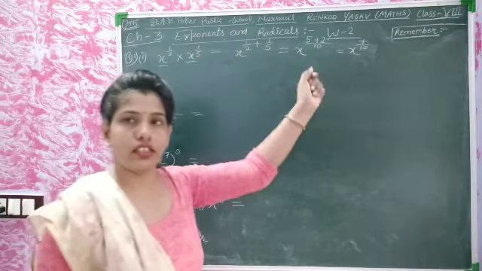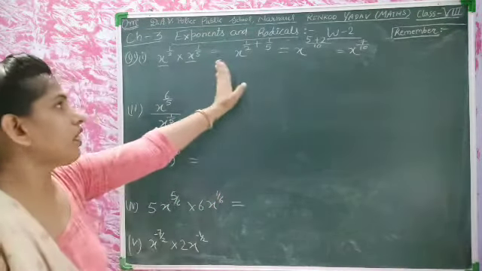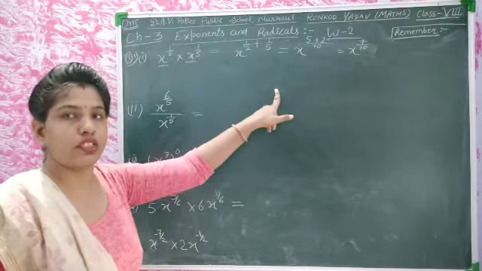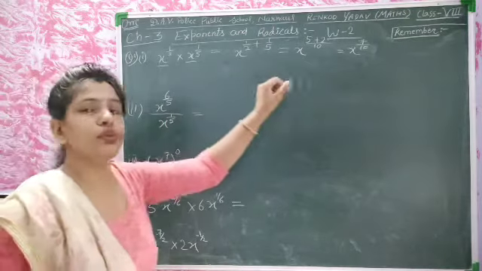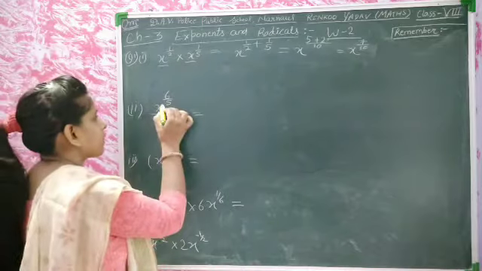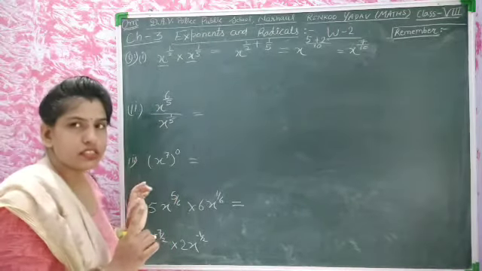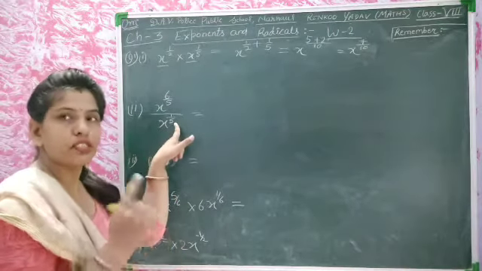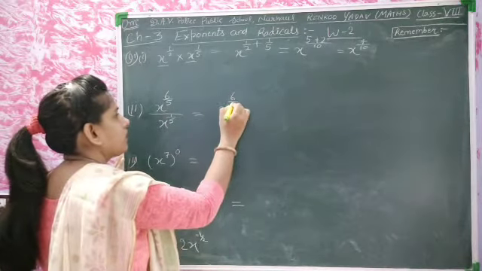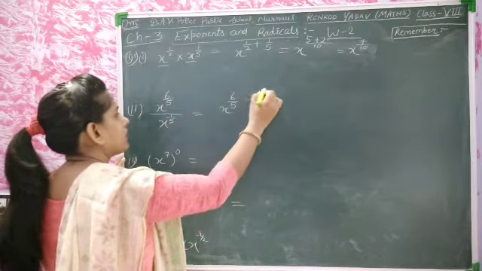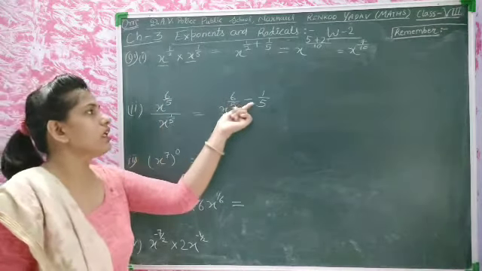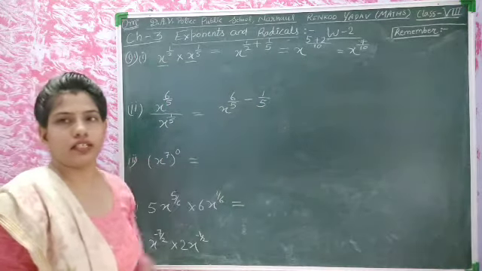I hope you already know about the laws of exponents. You remember all the laws of exponents, and you will do these yourself. Very simple questions are there. Now there is x, there is x. Bases are same but their powers are different. It means the same process. This x is to the power 6 by 5 and this will become minus 1 by 5, because its reciprocal is in the negative sign.